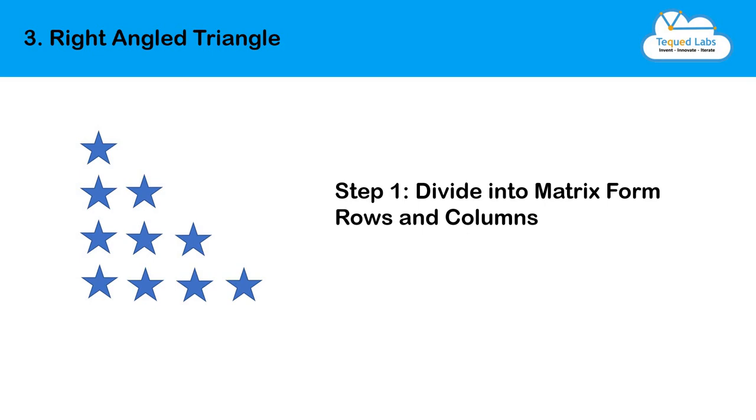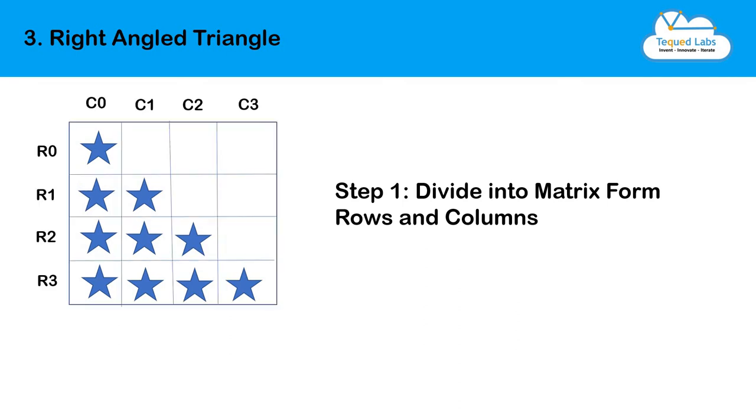Moving on to the next pattern, it is a simple right angle triangle, but it is not as simple as printing a square and rectangle. There is some logic involved in printing this particular pattern. That is, follow the same steps. The first step would be to divide the entire pattern in the form of rows and columns, which we have done here, and label them starting from R0 to R3 and C0 to C3.